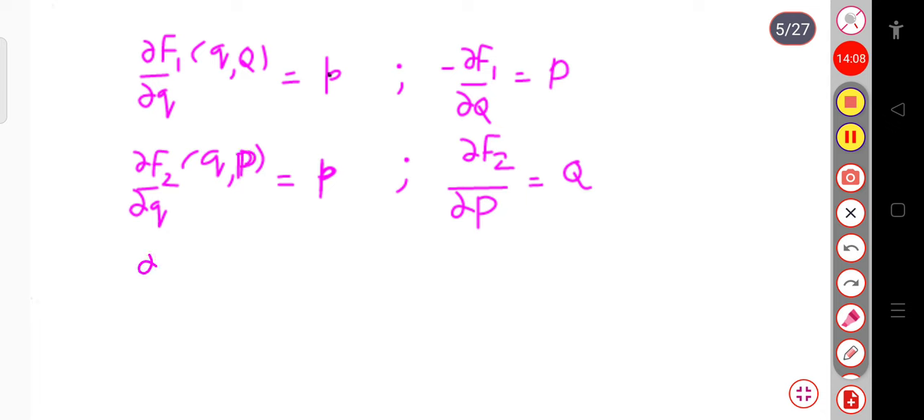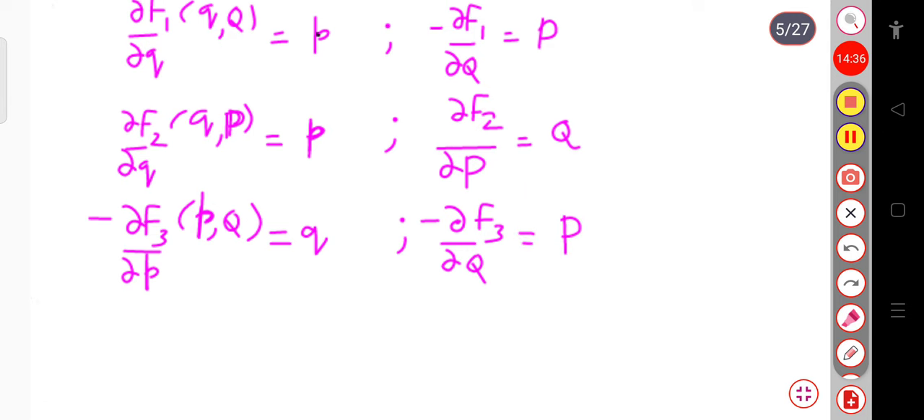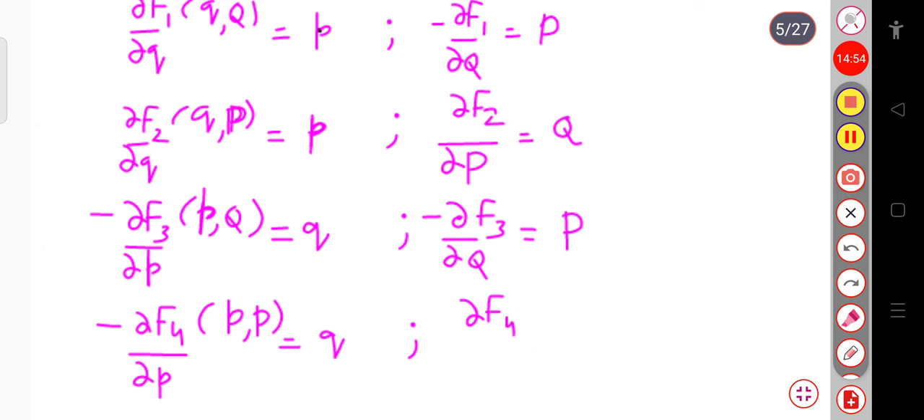And here ∂f3, f3 being a function of small p and capital Q, minus ∂f3 by ∂p, with respect to small p where I am differentiating, is equal to small q, and minus ∂f3 by ∂Q is equal to capital P. And the last generating function, f4, is a function of small p and capital P. With respect to small p, if I differentiate, minus ∂f4/∂p is equal to small q. And ∂f4 divided by ∂P is equal to capital Q.